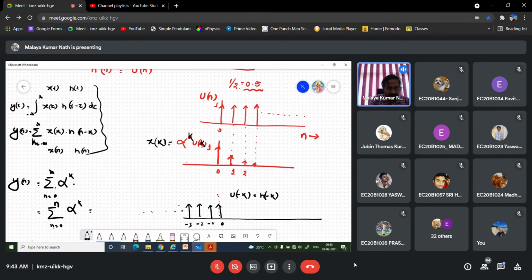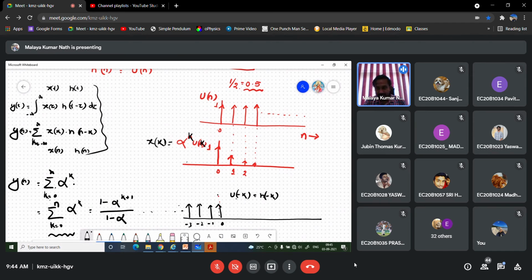k will vary from minus infinite to infinite. So this will be k, so k is equal to 0 to infinite. So this will become equal to the sum from k is equal to 0 to n of alpha to the power k. So now this is a series representation. That means what will be the value of this? That is equal to (1 minus alpha to the power k plus 1) divided by (1 minus alpha). So now this is nothing but the convolution sum of these two signals.